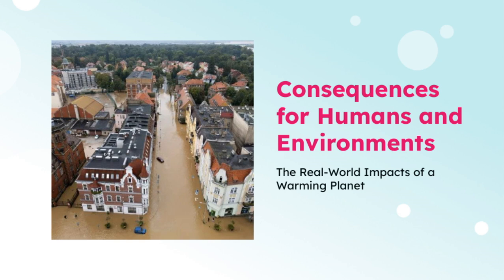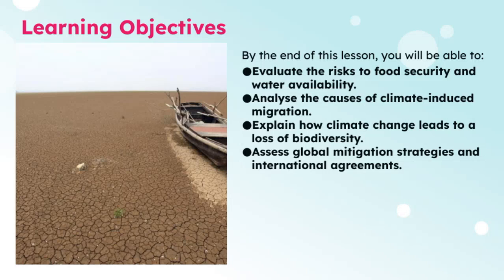In this lesson, we will look at food and water security, climate migration, biodiversity loss, mitigation strategies, and international agreements. The big question for today is, how does a warming planet affect people, places, and ecosystems, and what can be done about it? Let's begin with the learning objectives.